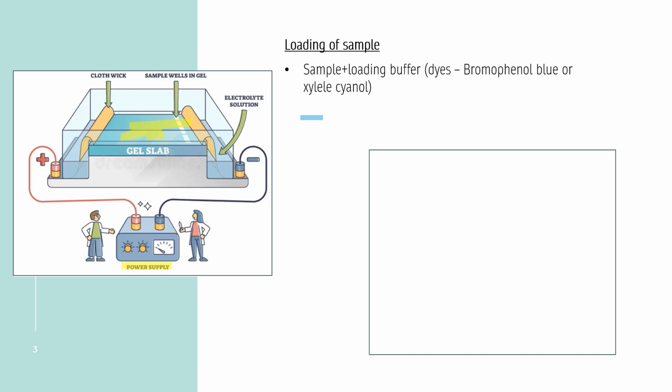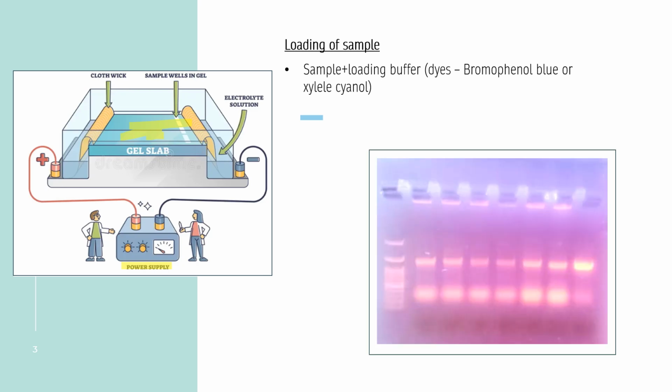Okay, so this is like the complete output of the electrophoresis. Here you can see that these are the wells where we have loaded the sample. And the first well we always use it as a ladder. This is the ladder. Now what is the purpose of the ladder?